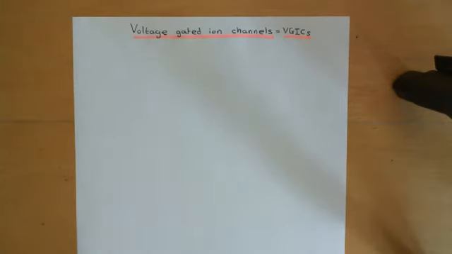Then we'll talk about the gating mechanism, so how depolarization can open the voltage-gated potassium channel. Then what we'll talk about is how potassium ions actually move through the voltage-gated potassium channel, so the mechanism of permeation. We'll talk about how voltage-gated potassium channels select for potassium ions specifically.